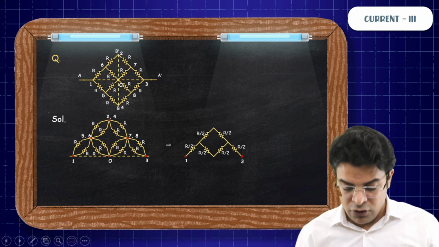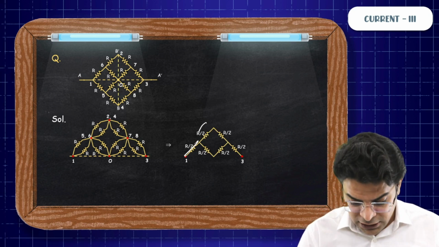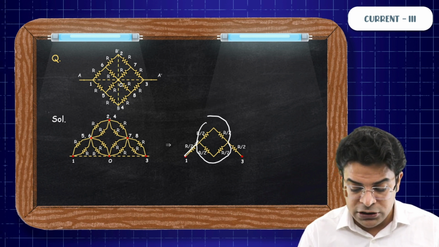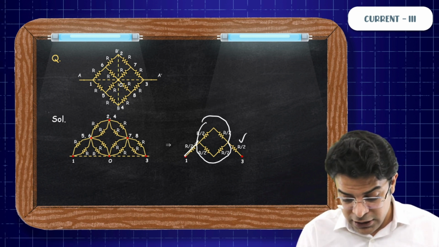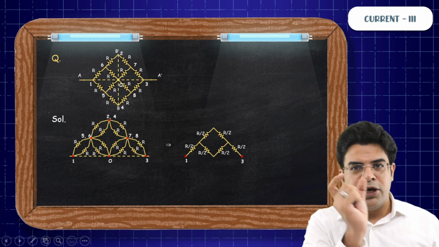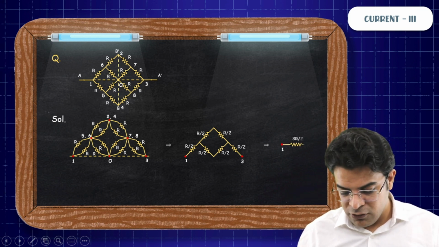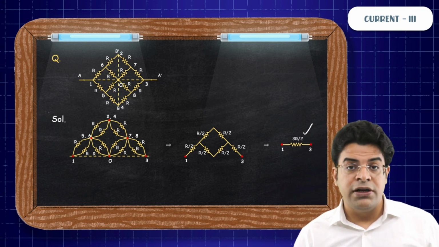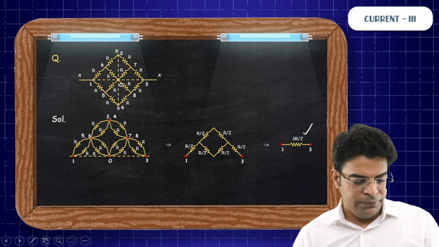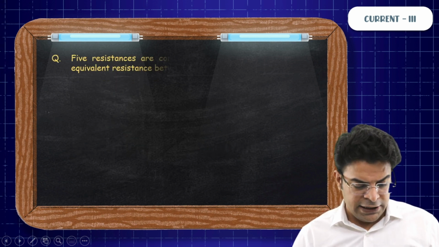So now you have got R by 2 in series with the whole combination of this, which is R by 2 in series with R by 2. So you get R by 2, R by 2, R by 2. So the equivalent resistance comes out to be nothing but 3R by 2. Okay. Let's see the next example.